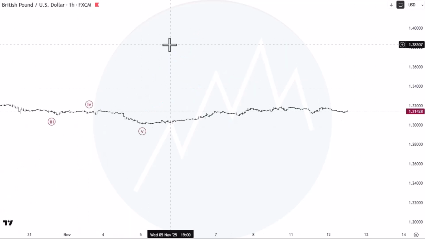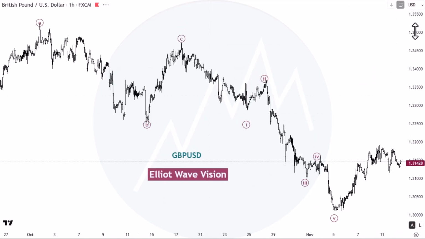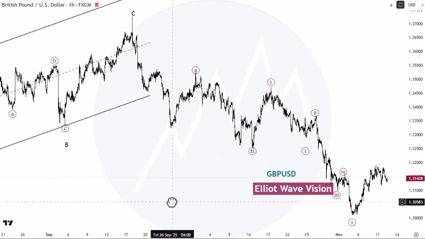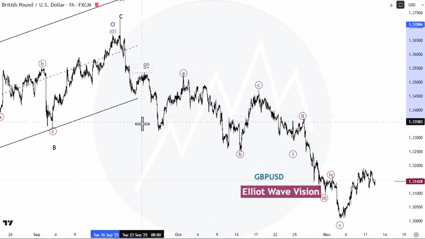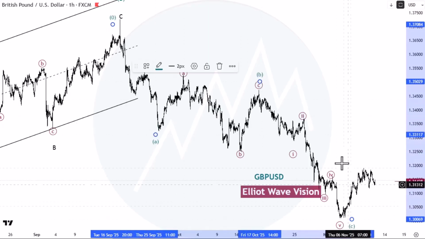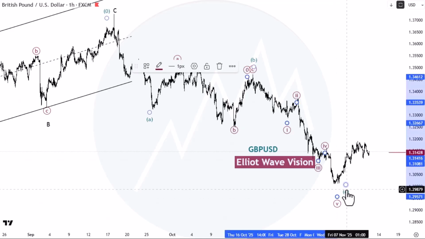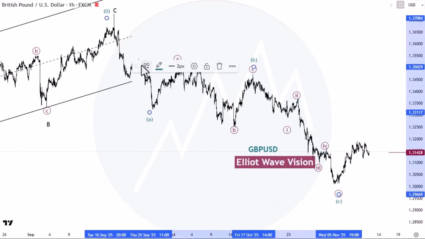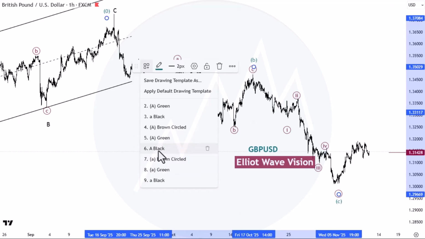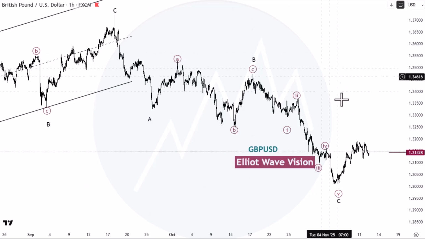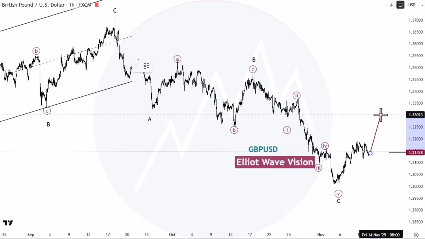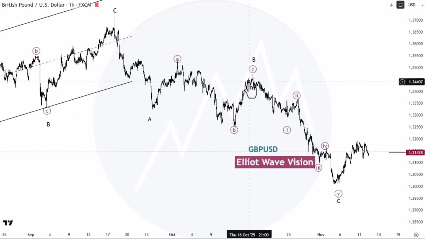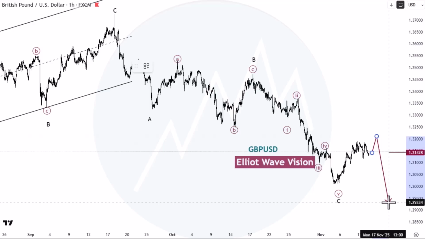So let's check the 1 hour time frame. If we count like this, wave A, wave B, and wave C, as a black wave. Okay, so here it's possible the market completed its correction and is ready to go towards the bullish side. Or we count like wave 1, 2, 3, 4, and 5. The market may go like this and then go down.